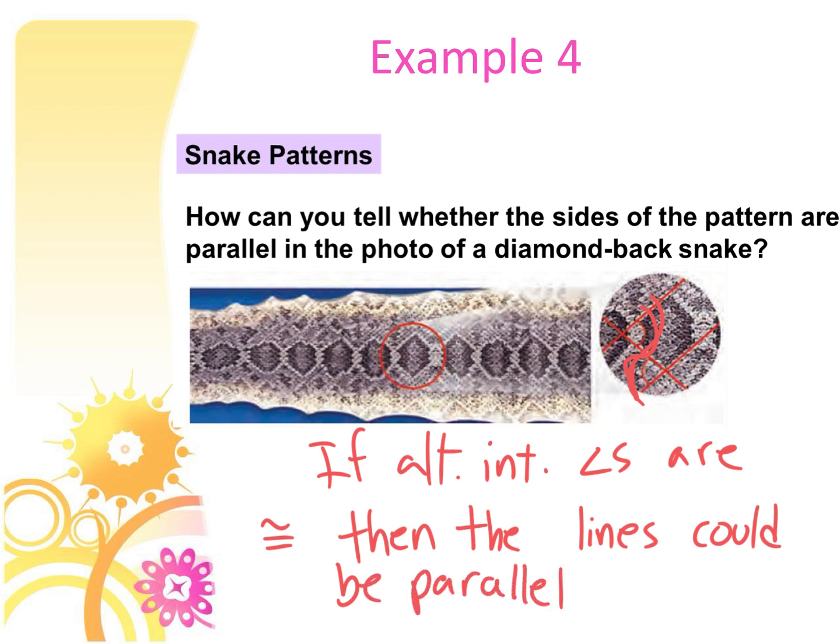The reason I'm saying could and not will is because we don't actually know if they're parallel or not based on that drawing. But in the case that they are, they will be, but I'm just going to write they could because they have to be congruent first.